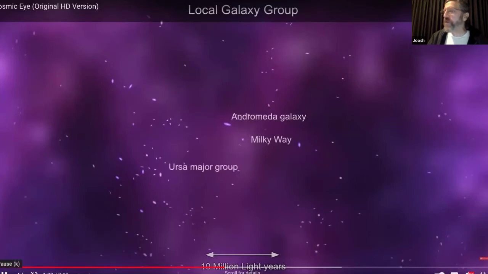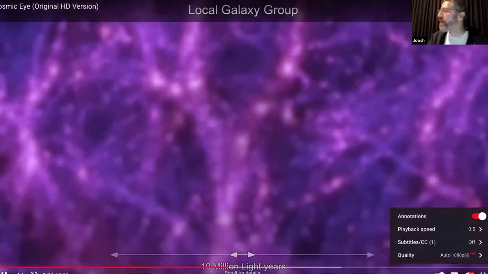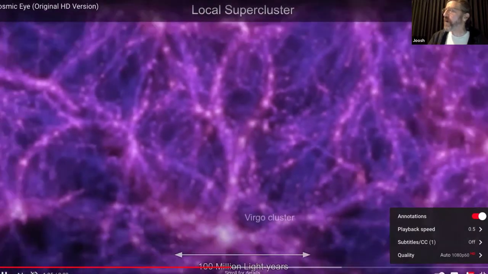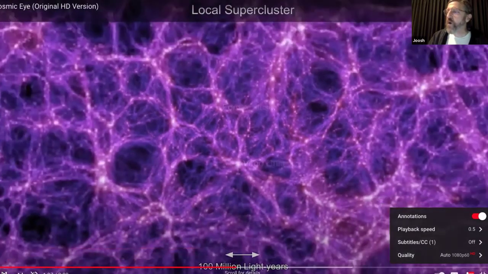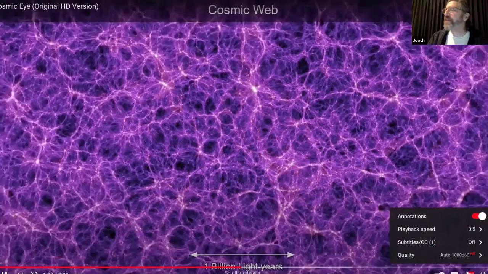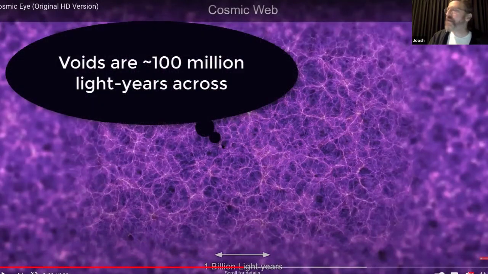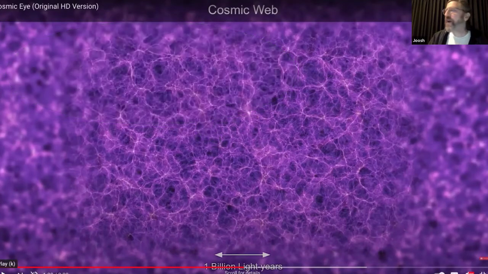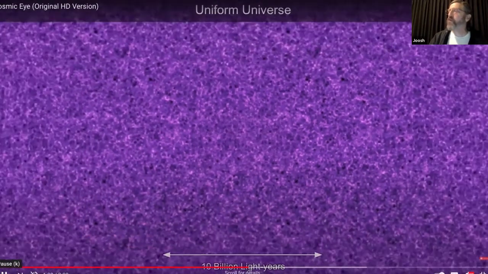We're just going to let this run for the rest of the time. I'm going to go full speed here just so we can see the big picture of how this is set up. You can see these little strands. Those are all strands of galaxies that seem to be connected together. And there are these giant voids, many, many galaxies across, that don't seem to have a whole lot in them. So this is the actual structure of the entire universe as far as we know it.